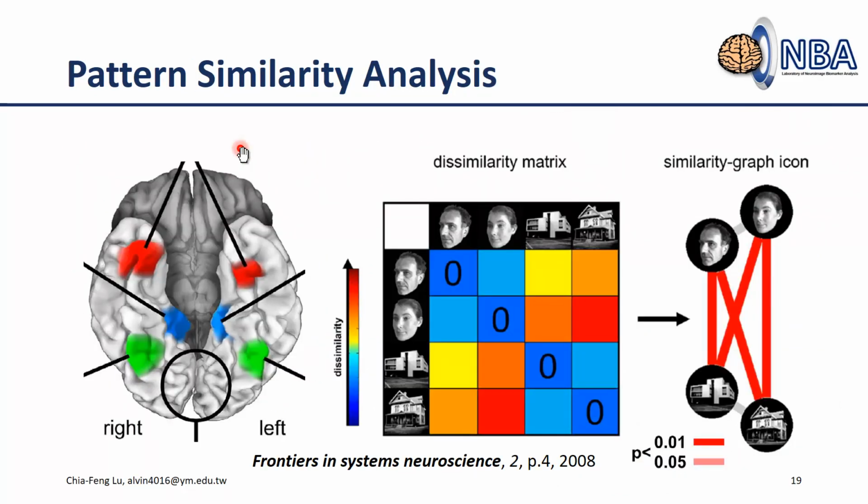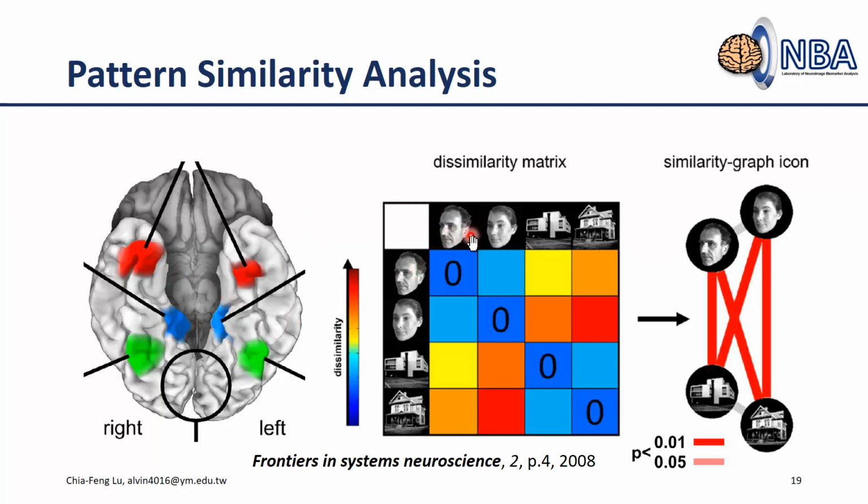And the final thing is the pattern similarity analysis. You can not only use this kind of thing to classify the brain state, you can also use this idea to discuss the correlation when our brain is looking at different things. For example, you can pick a different region. We may pick this region as an example.